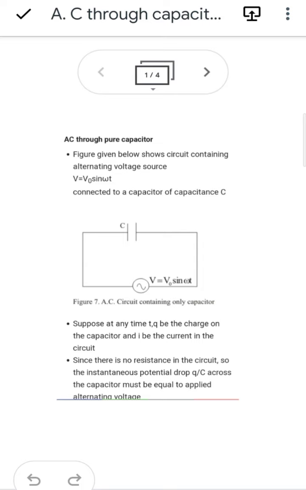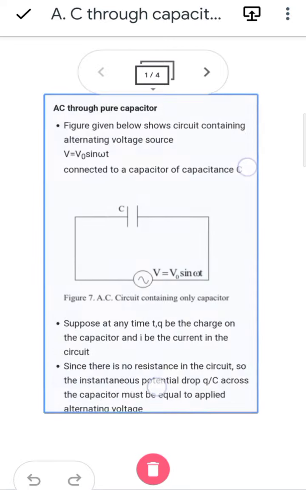The topic which we are doing today is known as AC through a pure capacitor. In this diagram you can see the capacitor connected to an alternating source, and the value of the source is given as V0 sine omega t. So, alternating current through a pure capacitor.